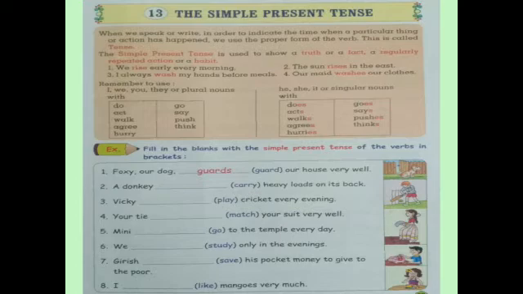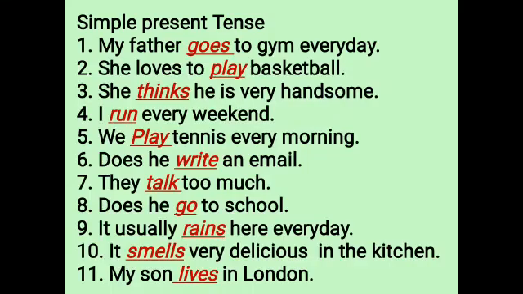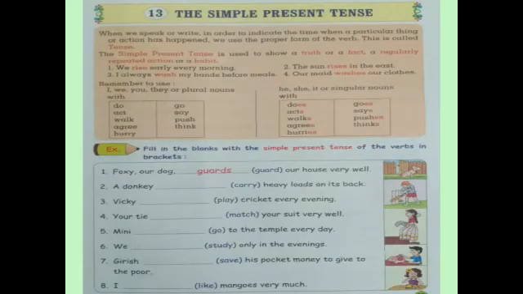Last sentence, the example number 8. I dash like mangoes very much. So here we are talking about I. So what will be the answer? I like mangoes very much. So here I is a plural noun. So the answer is I like mangoes very much.